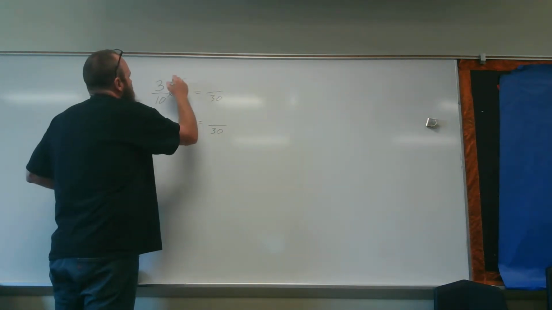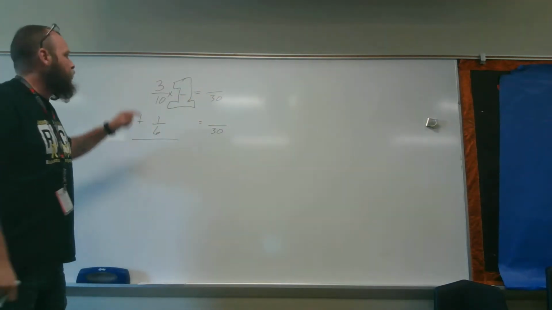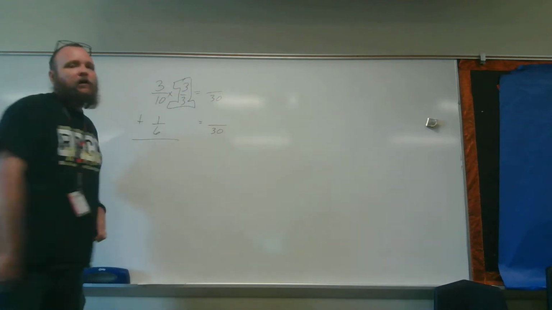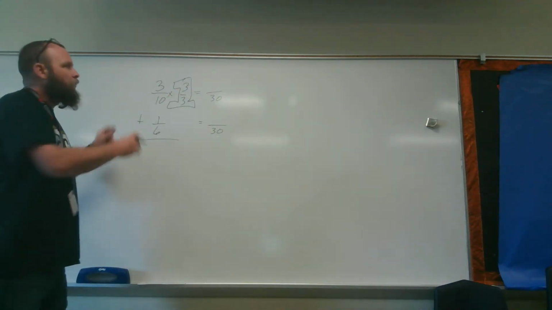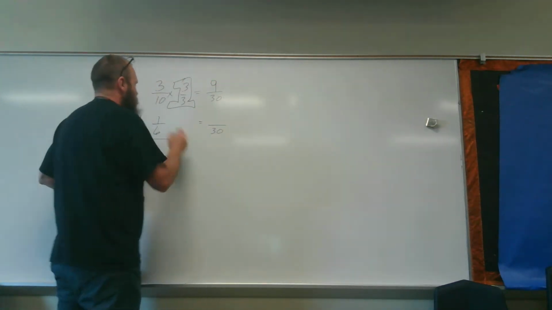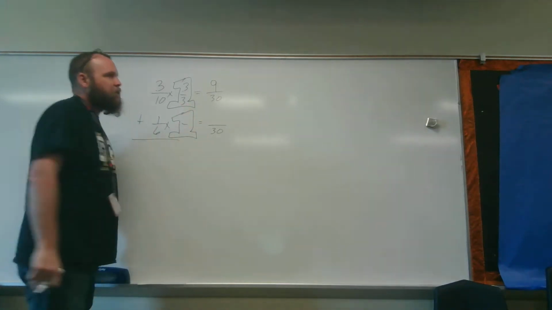I need to multiply by a fraction that equals 1. That gives me a denominator of 30. 10 times what is 30? Good, 3. I want to put 3 over 3, so I don't change the value. I don't want the value to be different. I want them to be the same. 3 times 3 is 9. 9/30ths. This doesn't have a 30 yet, so I've got to multiply by a fraction that equals 1.